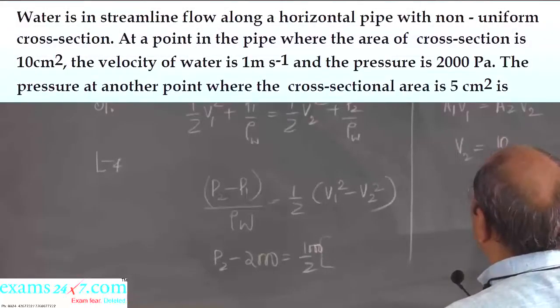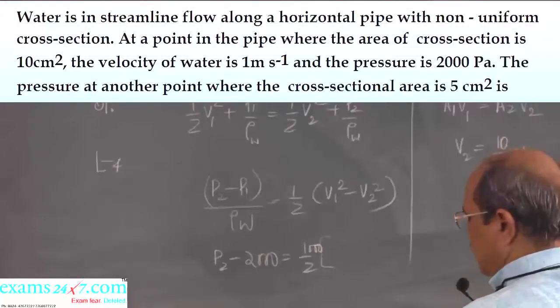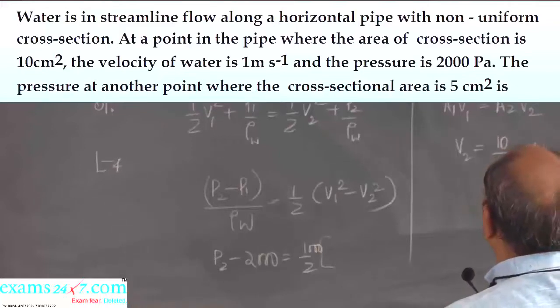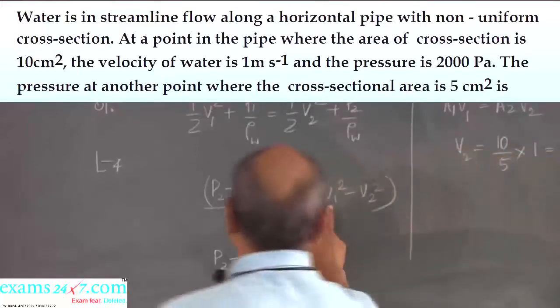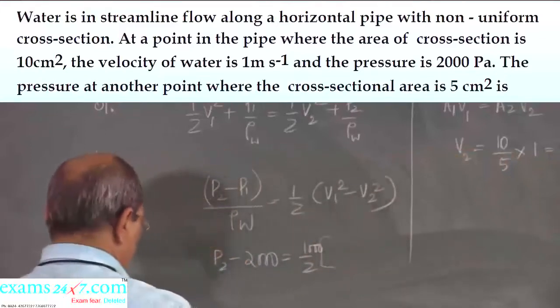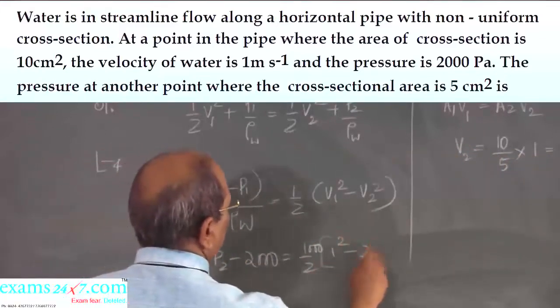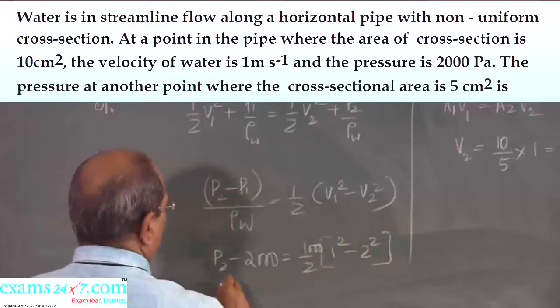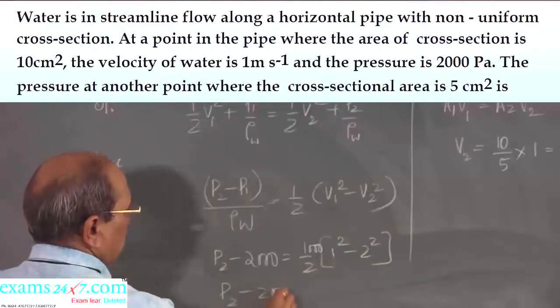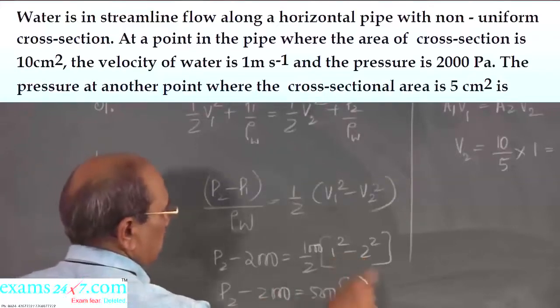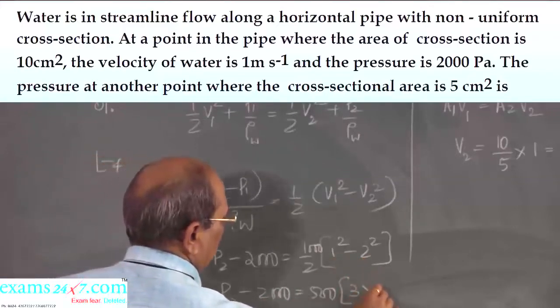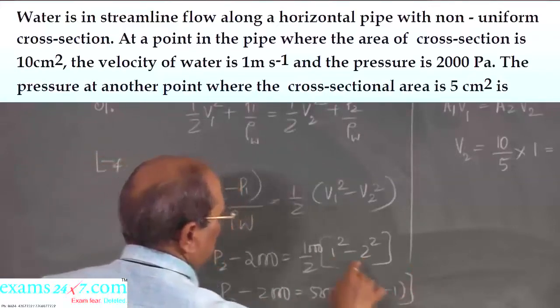A1 is 10, A2 is 5, V1 is 1, so V2 equals 2 meter per second. Here the unit is centimeter, not necessary to change, as the ratio cancels. So we have to substitute here. V1 is 1, so 1 square minus 2 square. So P2 minus 2000 is equal to 500 into (2 plus 1) is 3 into minus 1.